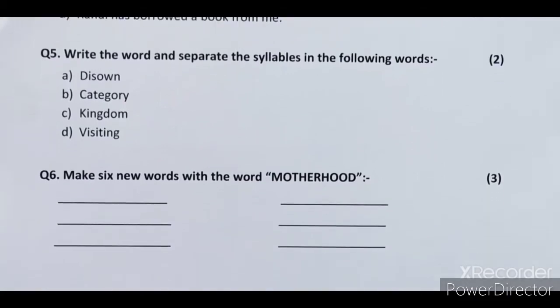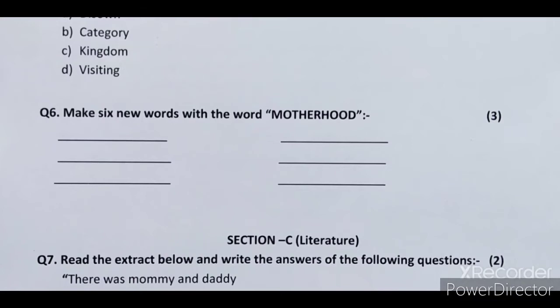Next, question number 6: make 6 new words with the word motherhood. I have written some words. If you write another word also, it is correct. It gives meaning. If it gives meaning, it is correct. Mother, her, method, motor, other, demo. If you write another word, if it gives meaning, that also is correct.